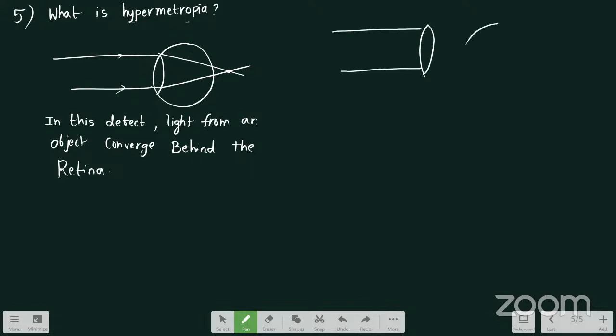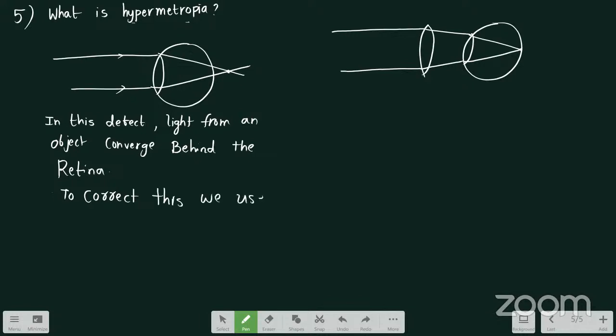If this is our eye, then what will happen? The convex lens will converge the rays. Light will form on the retina. So I hope you understood this. So which type of lens? To correct this, we use a convex lens. To correct this, which type of lens will we be using? We'll be using a convex lens.